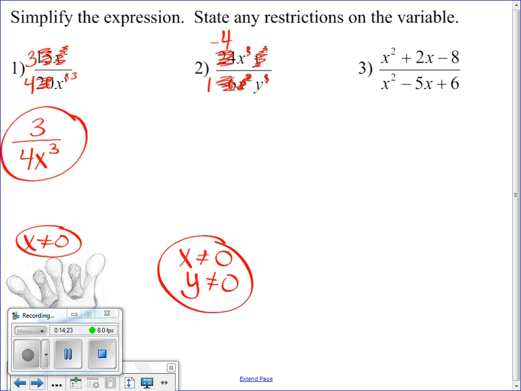All right, so let's rewrite. What do you have left on top? And on the bottom? Just y, 1 y. You don't have to write the 1 though.